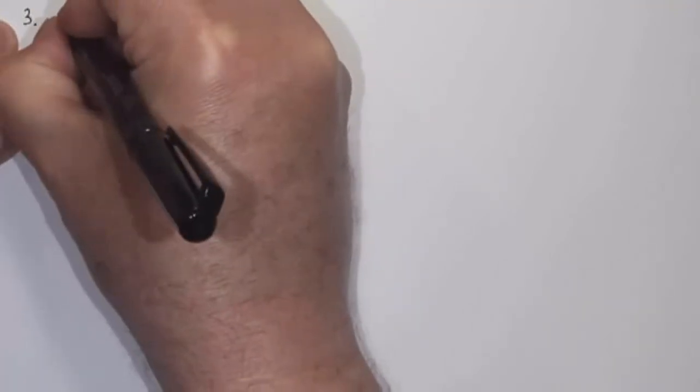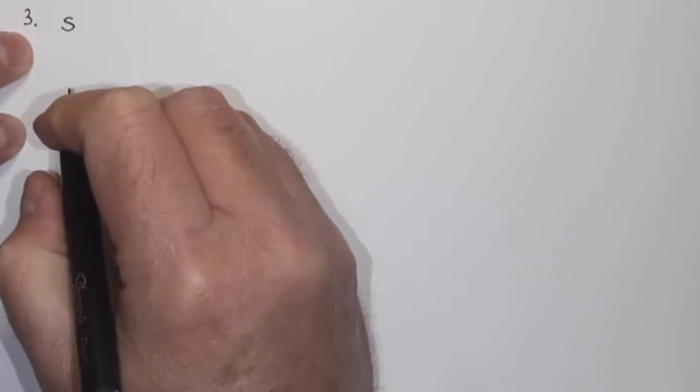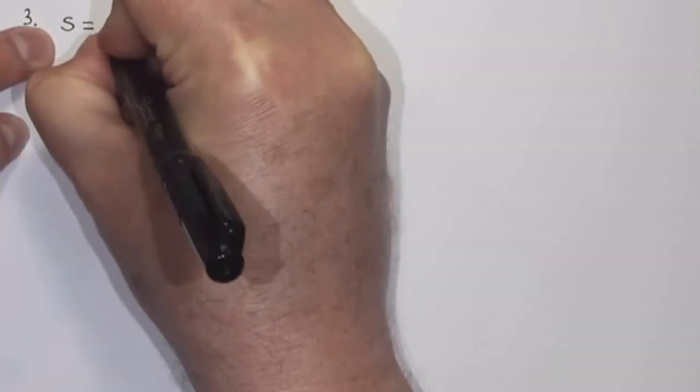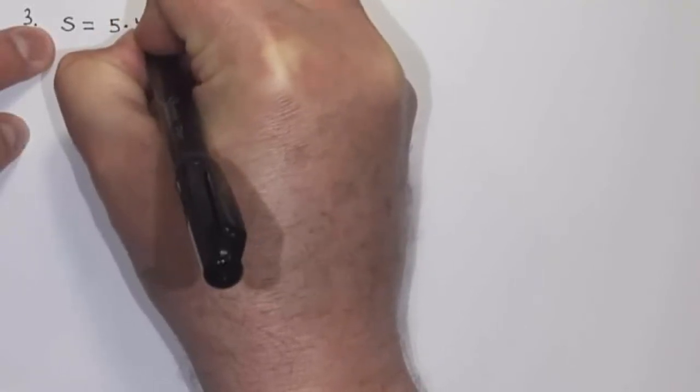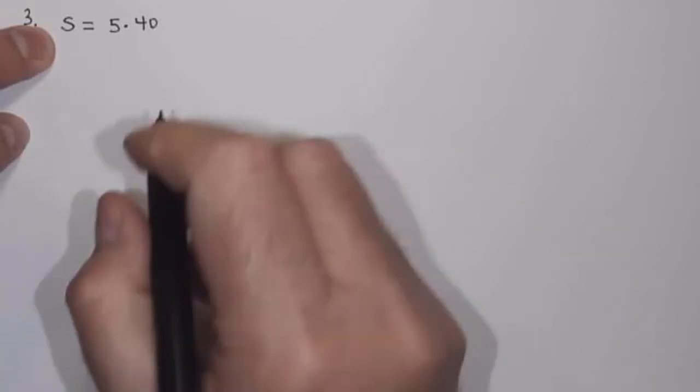So we have number 3. We know that he gets paid $5 per hour for the first 40 hours, and then he gets paid double that, or twice that, if he works over 40 hours. So for the first 40 hours, in order to figure out his income, we'll say S is going to equal $5 per hour for the first 40 hours. So he's going to make 5 times 40 for the first 40 hours.